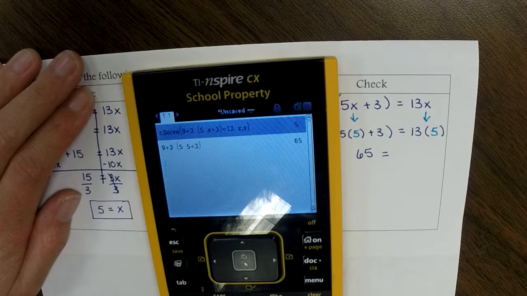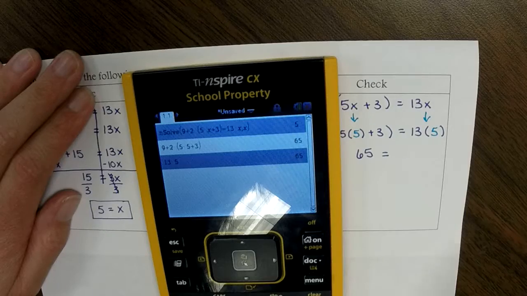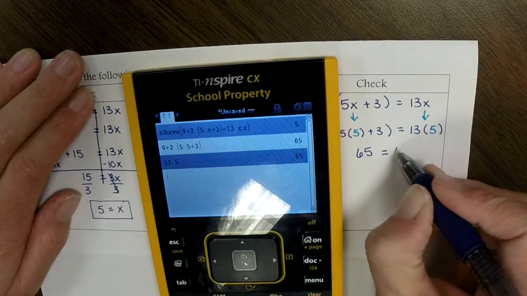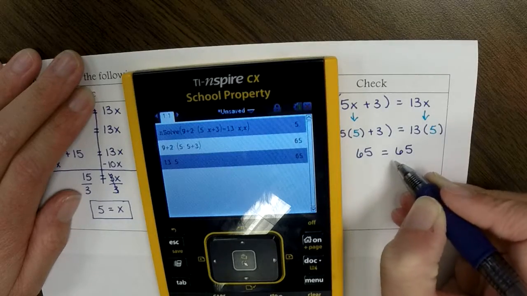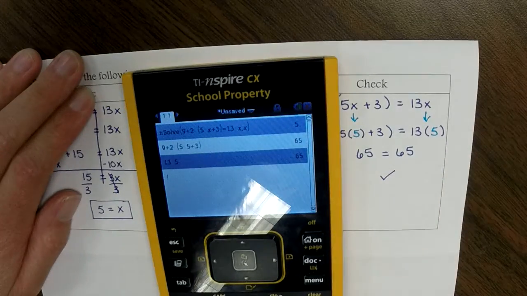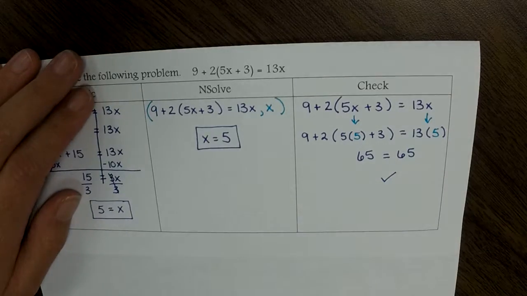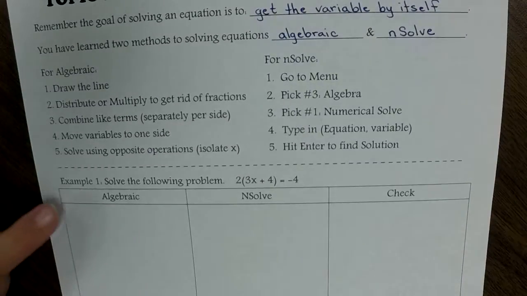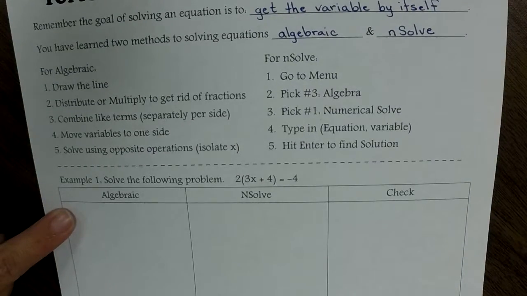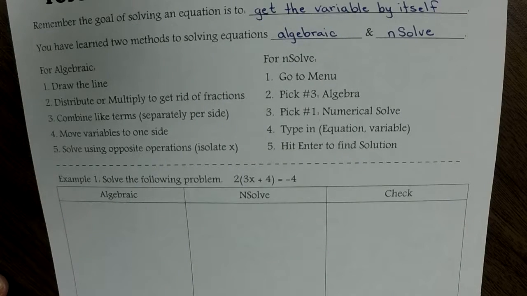And I would type in 13 times 5, or you could do the parentheses, and I get 65. So since 65 does equal 65, that is how I know that the answer is correct. Okay, good. So then you guys should be able to go back up and do example 1 on your own using example 2 as an example. Kind of sounds funny.